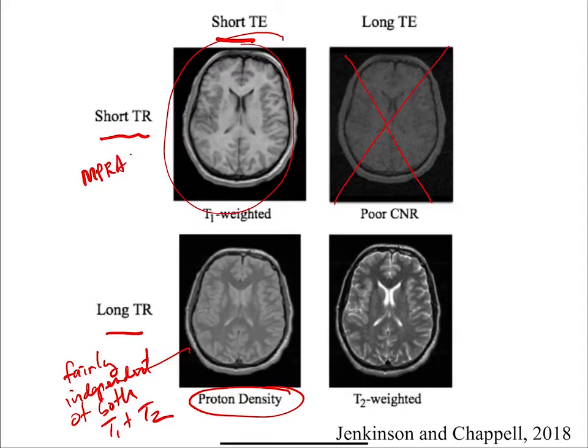Okay. And then for a long TR and a relatively long TE, you get a T2 weighted image. Okay. And that's why typically if you're doing a T2 weighted scan, they can be much longer than the T1 weighted scans if you really want to have pure T2 contrast. Okay.